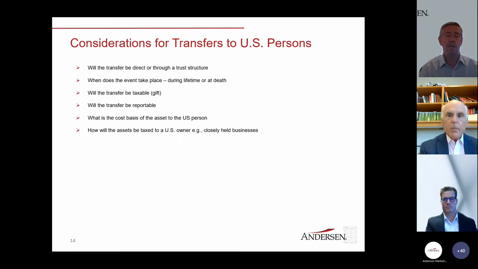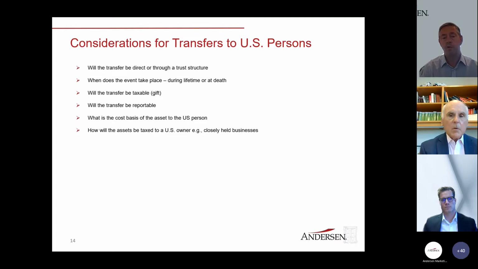And then, very importantly and often overlooked, what is the cost basis? If you're transferring non-cash to an individual, what is the cost basis of that asset going to be in the hands of the US person? Bear in mind that a US person is subject to worldwide taxation. This becomes a secondary issue, but it's an important one to be thinking about. And then also, how will those assets be taxed to a US owner?